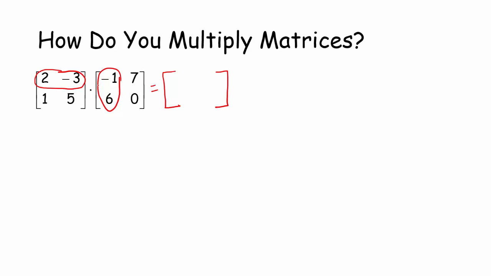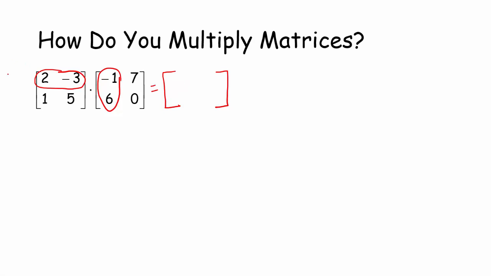Now that is going to produce a single number, and I'm going to tell you exactly how to produce that number momentarily. And that number is going to go in the spot right here. It's going to go in the first row in the first column. So if I'm taking the first row, row number 1 in the first matrix, and I'm going to multiply that by column number 1 in the second matrix, the result is going to go in the first row in the first column, so right here.